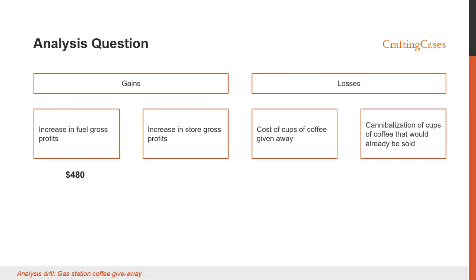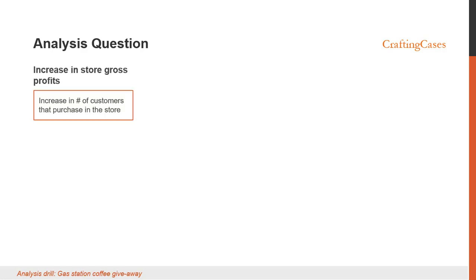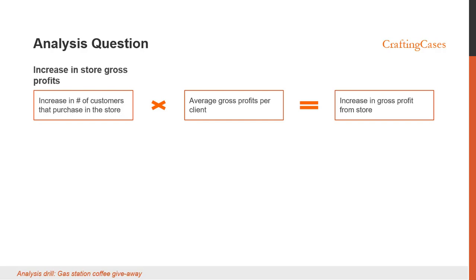Now next, increase in store gross profits. And that is increase in number of customers that purchase in the store times the average gross profits per client, and that equals increase in gross profits from the store. Increase in number of customers that purchase in the store is the difference between the number of customers that purchased in the store before and after my campaign or my giveaway. So let's look at before first. We used to have 800 customers. 40% of those went into the store. 65% of those actually bought something.